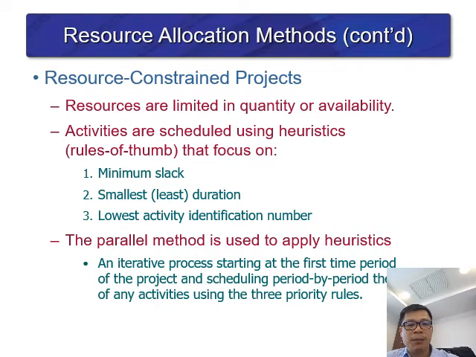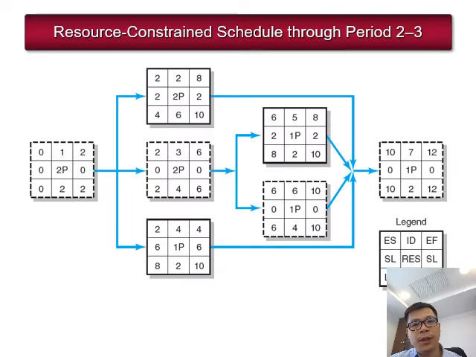Another one is the parallel method, which is used to apply the heuristic in an iterative process. Starting at the first time period of the project, you go period by period and start any activity using the three priority rules. So, resource constraint schedule through periods 2 and 3.